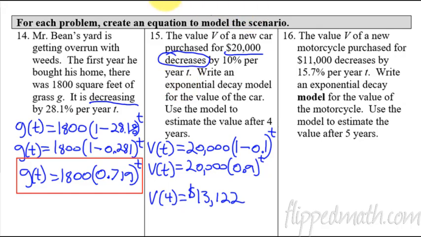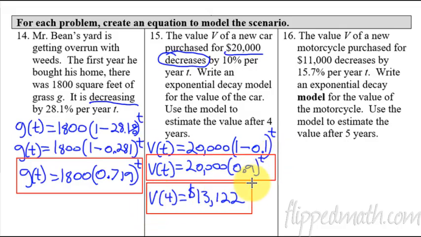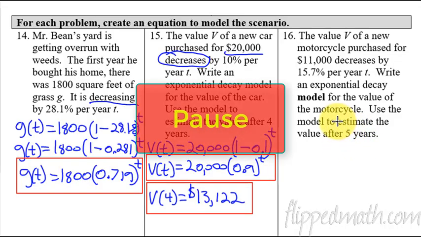So we have kind of like 2 answers for this type of a problem. We have where we had to come up with the function itself, the model, and then we had to evaluate it at 4 years. So there was 2 different answers. Okay, number 16. I want you to try this one on your own. You're going to come up with the model, kind of like this answer here, and then you'll estimate it using your model at 5 years. What's the value of the motorcycle? So try that one on your own. Pause this video.